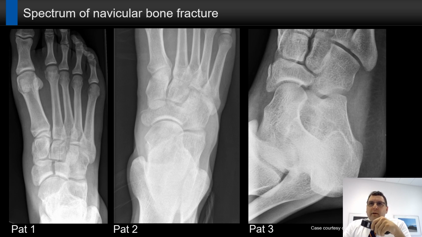We already had one case of a stress fracture of the navicular bone, but here you can see some more fractures of the navicular bone. Here, that's clearly a fracture, very obvious, not to miss. This is another fracture, also not easy to miss. But this one here is a little bit more difficult. You can see there's a little bit of soft tissue swelling, and here you need to really look very closely.